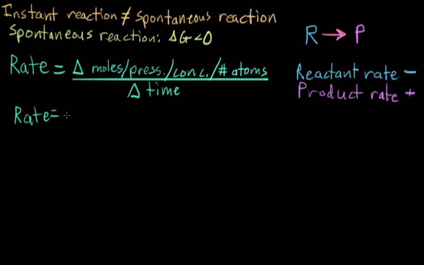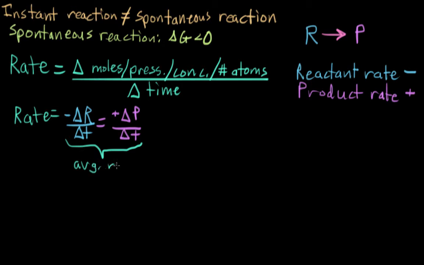So again, for the reactants, the rate is negative, so we might say negative change in the amount of reactants over time, and that should be equal to the positive of the change in products over time, or the change in time, sorry. These are what we call average rates. And that's because they don't actually tell us what's happening at any given moment, they just tell us what's happening overall. So we might actually want to know what is happening at any given moment.